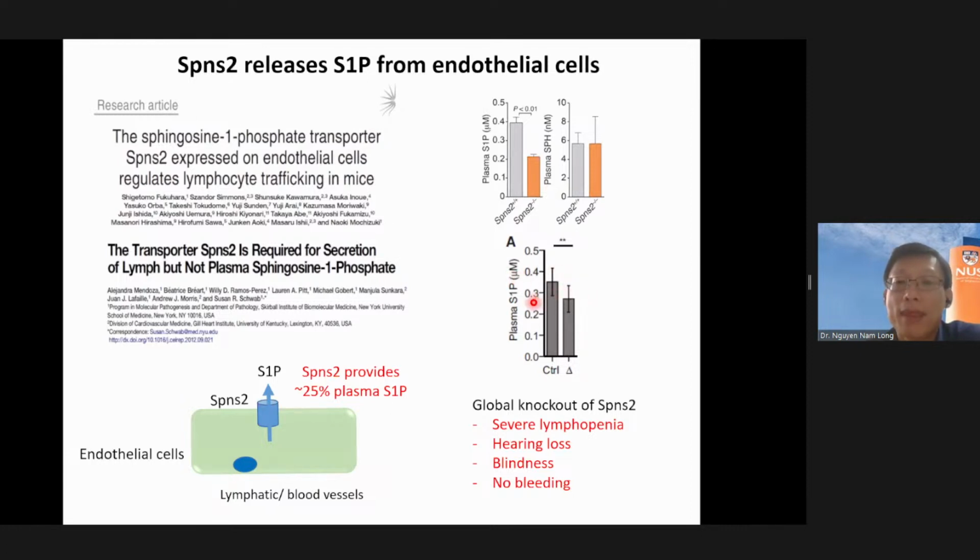The S1P level in the plasma from the knockout mice was only slightly reduced in some studies. In one study, they couldn't even detect a reduction of S1P in SPNS2 knockout mice.